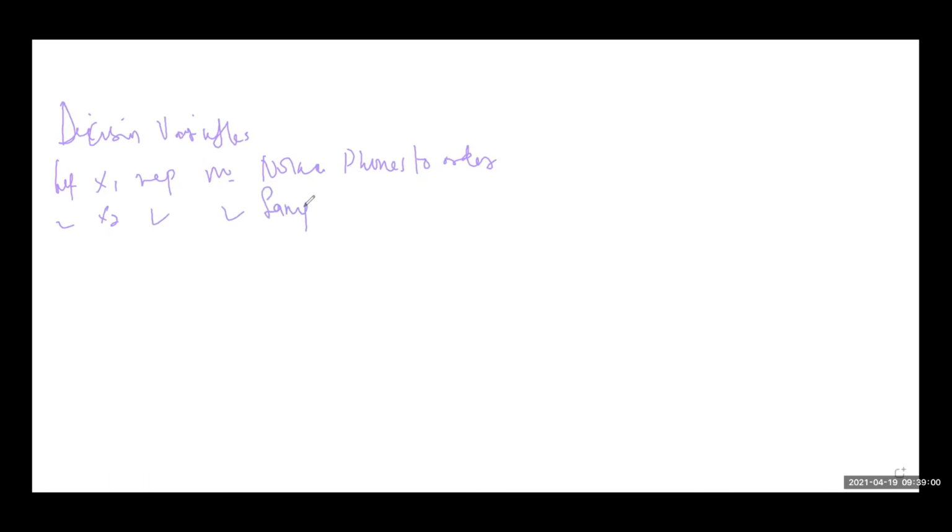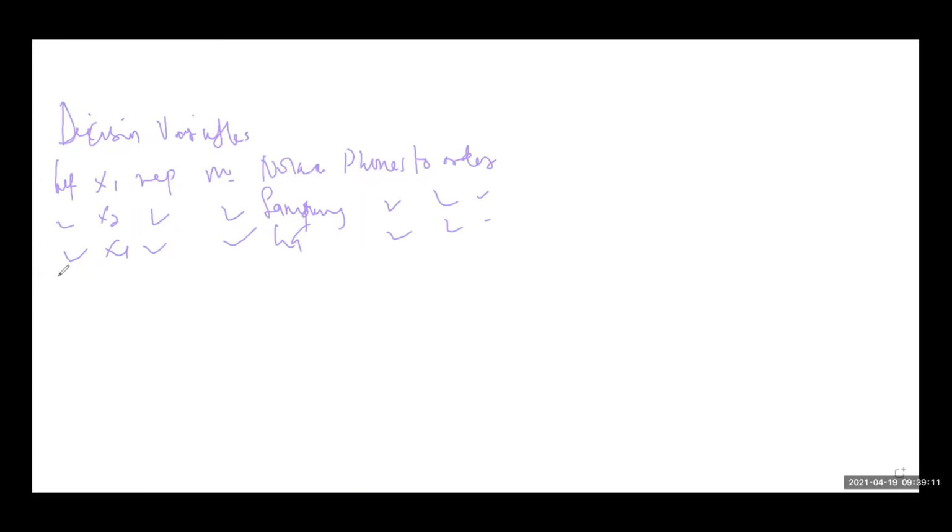So I know my decision variable. Let x1 represent number of Nokia phones to order. Let x2 represent number of Samsung phones to order. Let x3 represent number of LG phones to order.